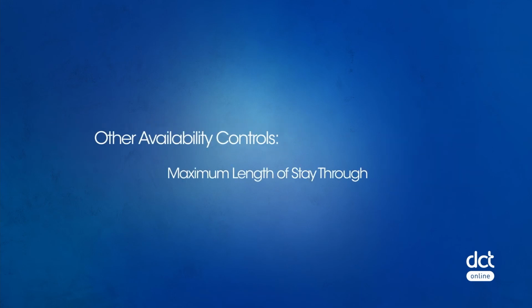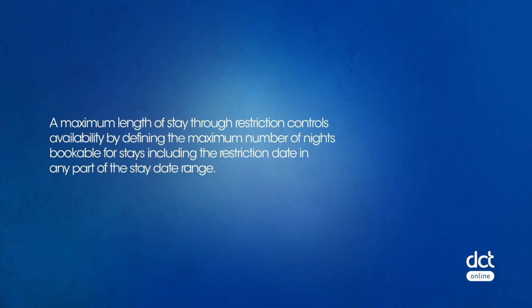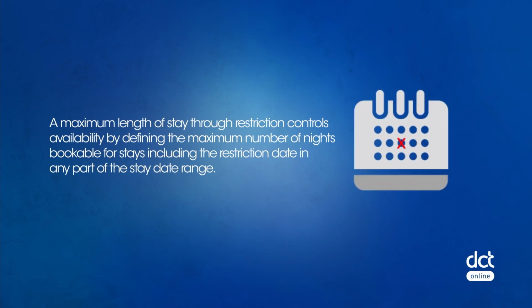Maximum length of stay through. A maximum length of stay through restriction controls availability by defining the maximum number of nights bookable for stays including the restriction date in any part of the stay date range.